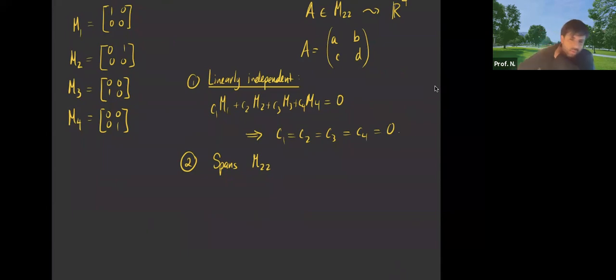Does anybody know how to show that? It's kind of like the same way as linear independence, but now we're going to do c1 M1 plus c2 M2 plus c3 M3 plus c4 M4.